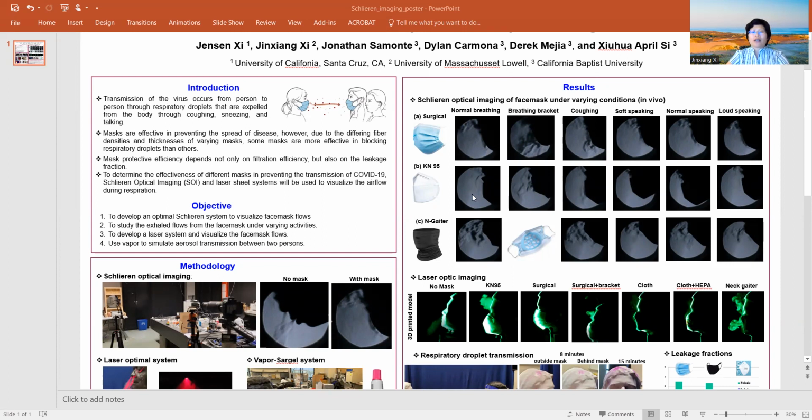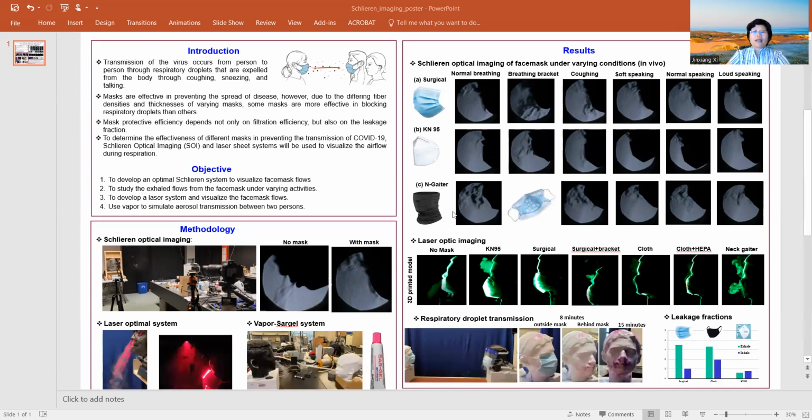Compare with KN95. KN95 with normal breathing, coughing, soft speaking, normal speaking, and loud speaking shows very little leakage and is well spread. So the filtration system is efficient. And with breathing with bracket, still faster speed and flow like a jet flow. And for the neck gaiter, not surprisingly, we see a lot of leakage and it does not filter the flow well.